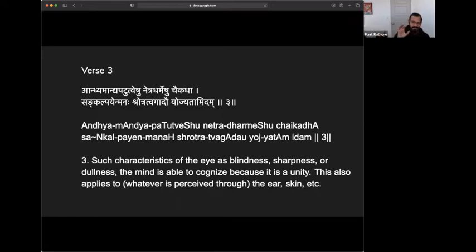So what this verse is saying is that no matter what the input is, the mind remains unchanged. So the mind has the same relationship to the thoughts as the eye has to the physical world. Does that make sense? Any thoughts about this?